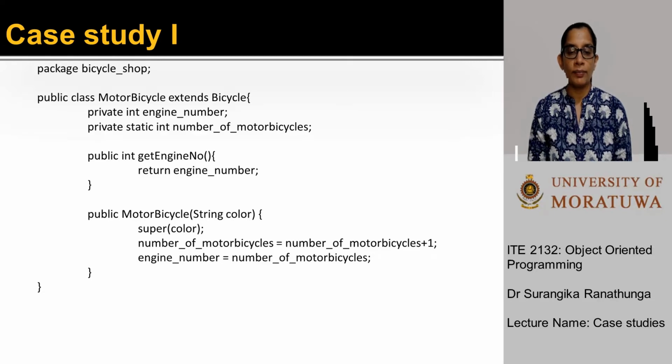Now we have to set the value for the engine number. This engine number has to be unique for each bike. So what I have done here, to demonstrate the use of static variables, is to use the bicycle count as the engine number. So what have I done here? I have declared a static variable to record the number of motor bicycles. So this variable is incremented inside the motor bicycle constructor. That means every time a motor bicycle is created, this number is incremented. So always the engine number will have a unique new value.